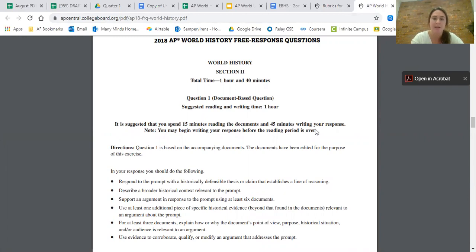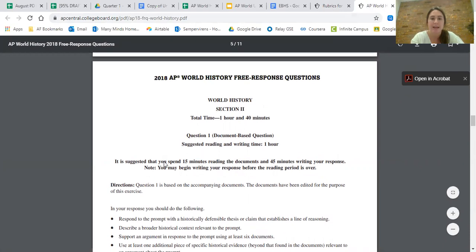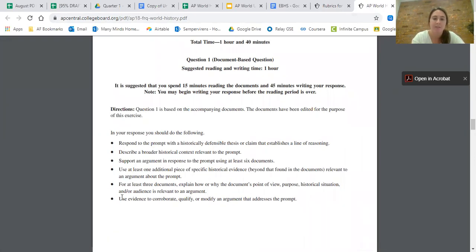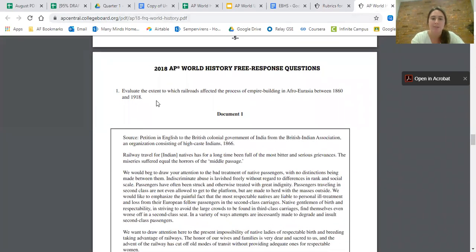So you can see here that it gives you the rubric on the first page. It says that you will be answering the document-based question there, and it says you should probably spend about an hour on this. 15 minutes reading the sources and 45 minutes writing. Tells you everything that you need to have in your essay here, the rubric that we just went over, and then it will ask you the question.